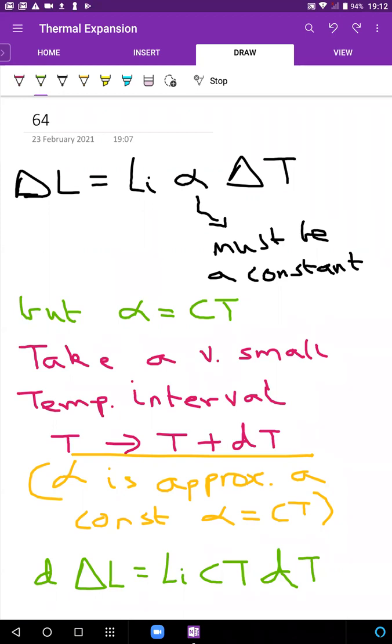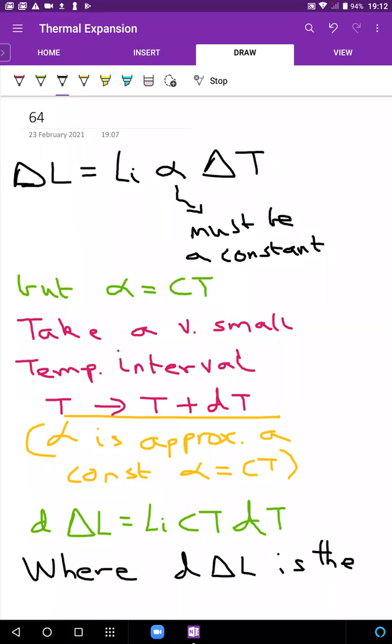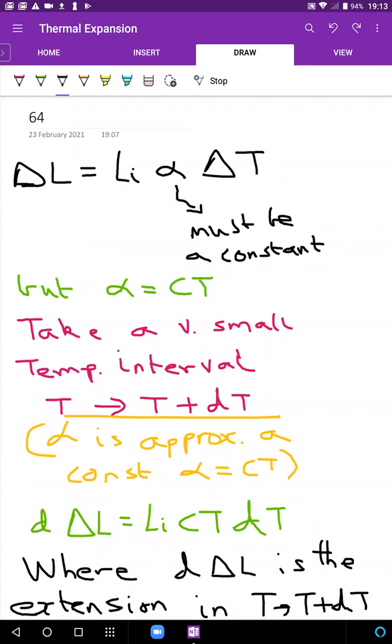Okay, C is a random constant given in the question. Now, this is a small extension, where d delta L is the extension in the interval T to T plus dt. So during that temperature change, this much small extension comes. So then for the overall temperature change from T initial to T final, if you want the total extension in the rod, what will you do?